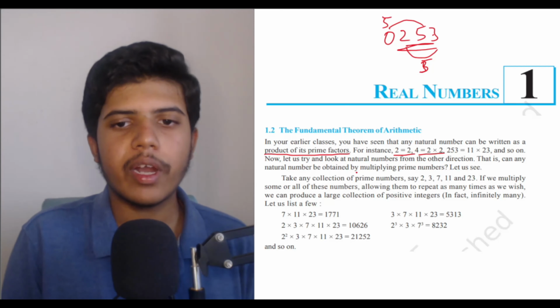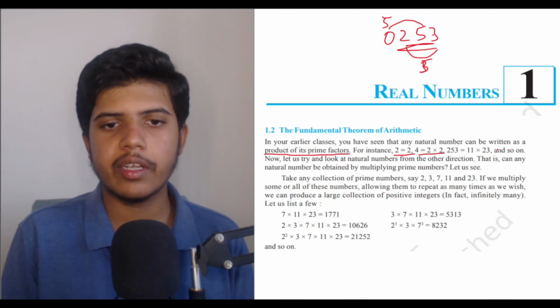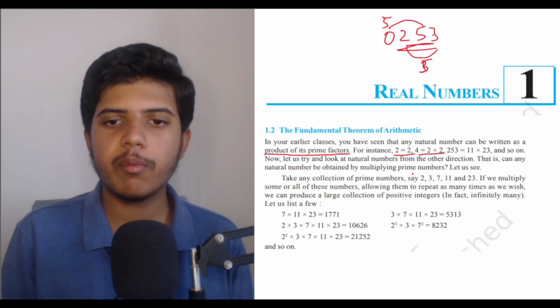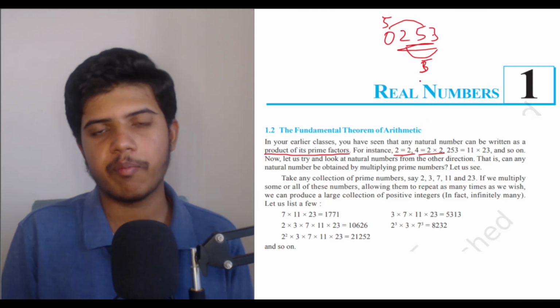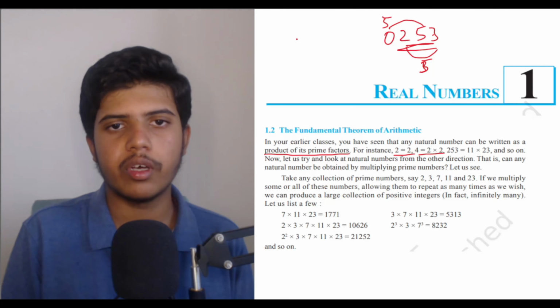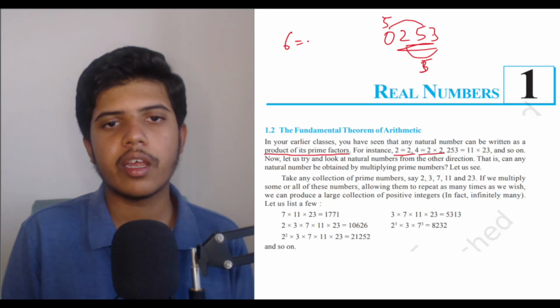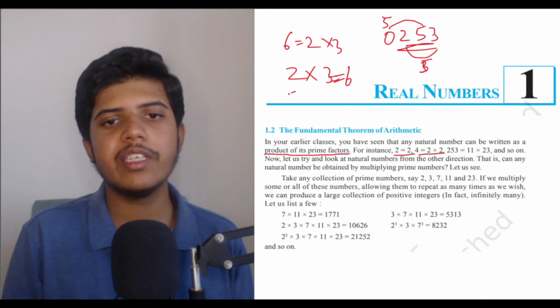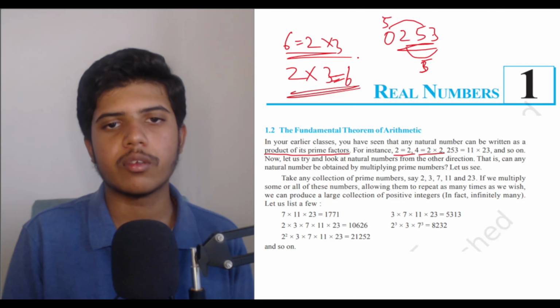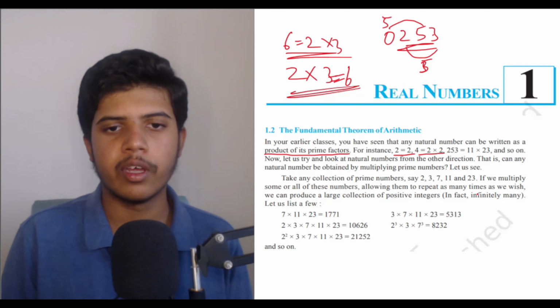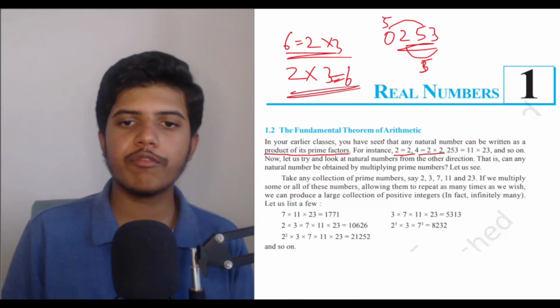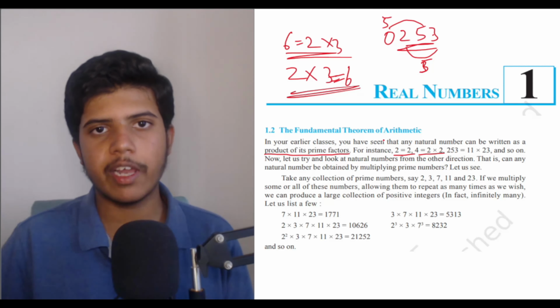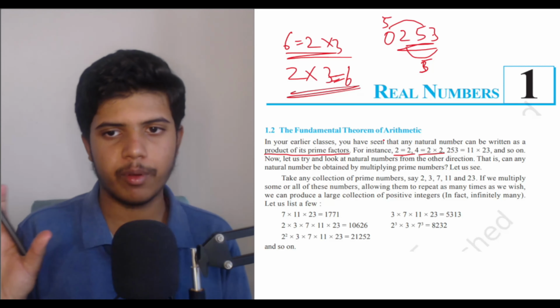Now let us look at natural numbers from the other direction. That is, can any natural number be obtained by multiplying prime numbers? Now you are taking a natural number and saying it is a product of prime numbers. So can you do it the other way around? Let us see. Take any collection of prime numbers, say 2, 3, 7, 11 and 23. You have taken 5 prime numbers.